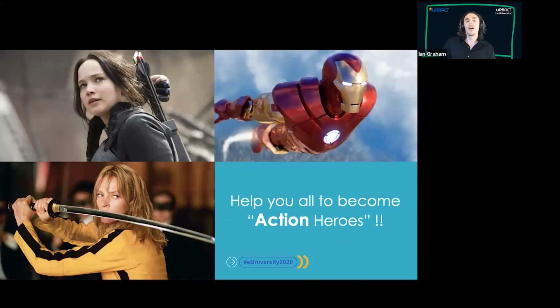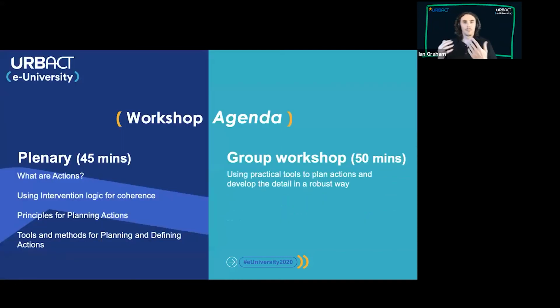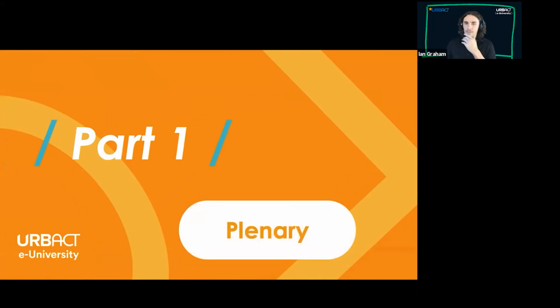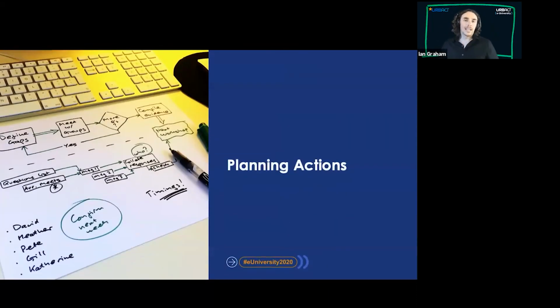So in terms of the agenda and the format, very similar to previously. Plenary to start, followed by a group workshop to test out one of the tools. In the plenary, we'll look at what we mean by actions, how we plan them in that coherent way within an intervention logic, some principles about action planning, and then looking at some of the tools and explaining some of them. So quite a lot of things in there to cover. I'll leap straight in.